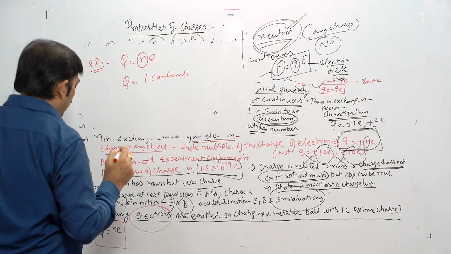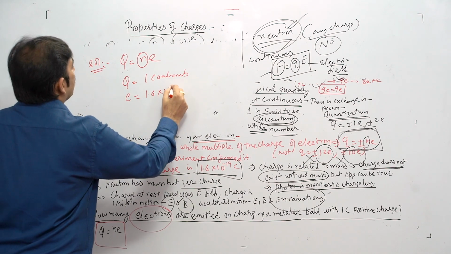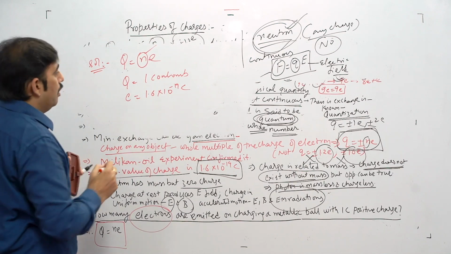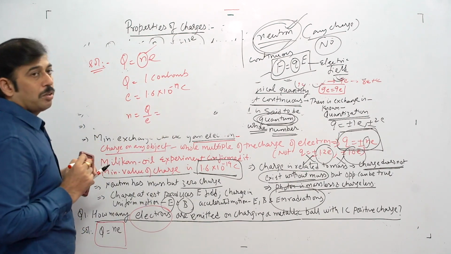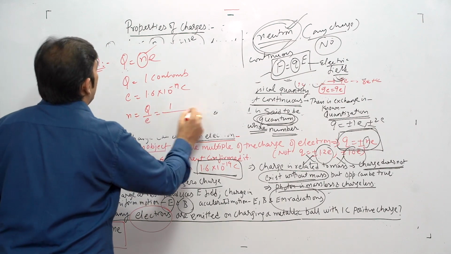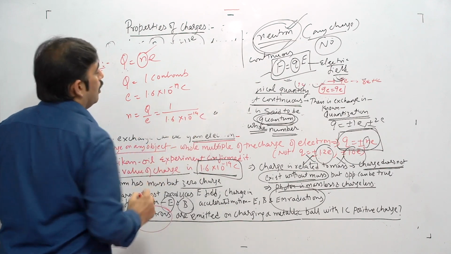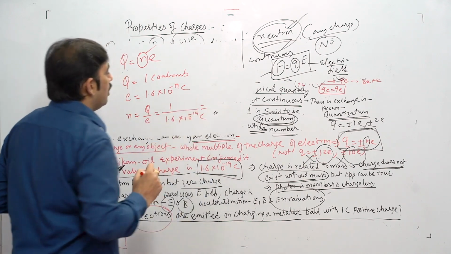What else is given? e is the charge. You all know that is 1.6 × 10⁻¹⁹ coulomb. And you are asked about N here. That means what should the formula be? N equals Q upon e. Q is very clearly given to you, so N equals 1 upon 1.6 × 10⁻¹⁹ coulomb. So we need to solve it further and we should get the value.